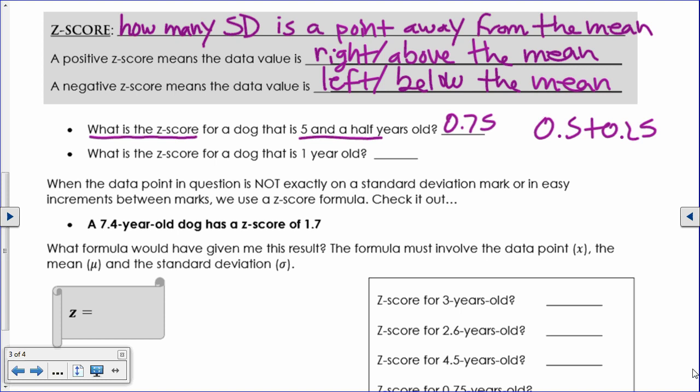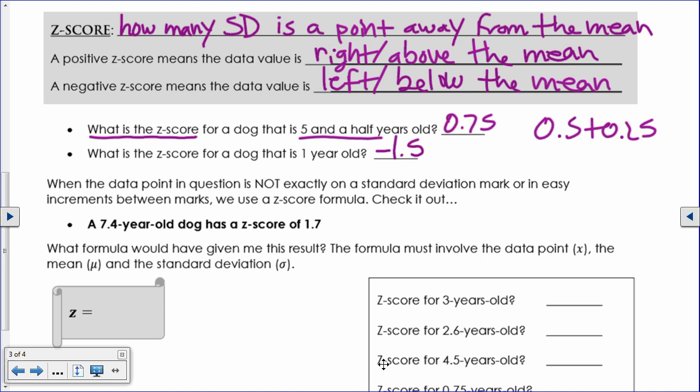Okay? What about if I asked for a 1-year-old dog? Negative 1.5. Because to get to 1, you would have to go past 2 a little bit more. So you have to go 1 standard deviation, then half of a standard deviation to get to 1. Alright? So you can use whole number increments or decimal increments when you guys are working with these things. So just make sure you're really, really careful.